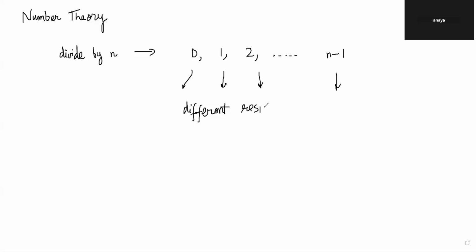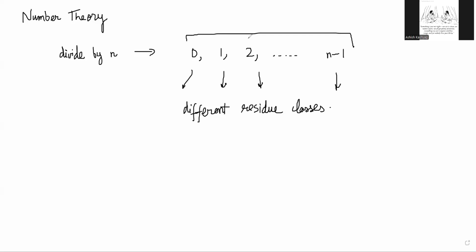different residue classes. And basically, all numbers can be divided into these n residue classes, which means that no matter what number you pick, it will either be in this set or this set or this set and so on, right? They will either leave remainder 0 or 1 or 2 till n minus 1. Right.